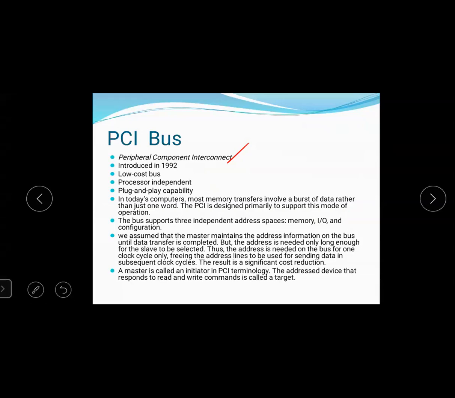Whatever the processor we have, the IO devices are connected to the processor by using this PCI. These have very good plug and play capability. You can easily remove and easily connect devices.